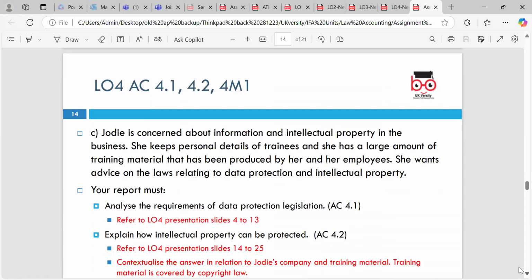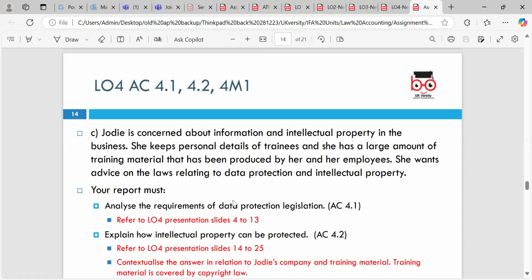And then please see the part in Task 1 which is 4.1 and 4.2 and 4M ABC. Here Jody is concerned about information and intellectual property rights. We are discussing this, so it means there is a written LO4. You can open the Lecture 4 slides and refer back to them, and that will help you address your learning outcome.